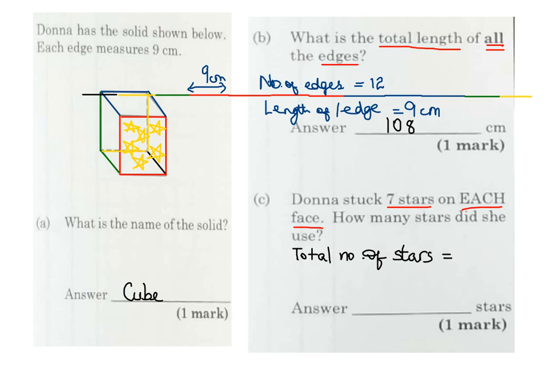So we're going to be adding 7 to itself a total of 6 times because we have 6 faces. So 7 plus 7 plus 7, 6 times, could easily be written as 7 multiplied by 6. So we'll get our answer for the total number of stars, right? So 7 multiplied by 6 is 42. So in total, she would have used 42 stars.